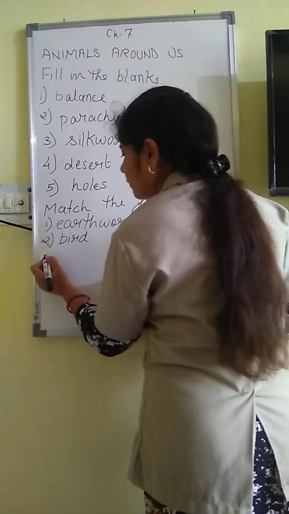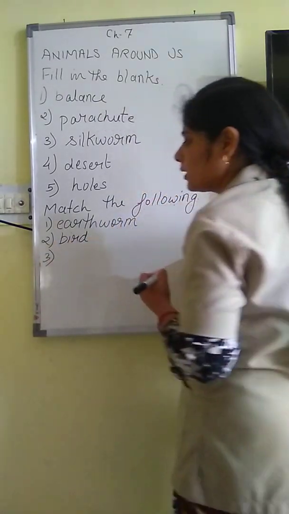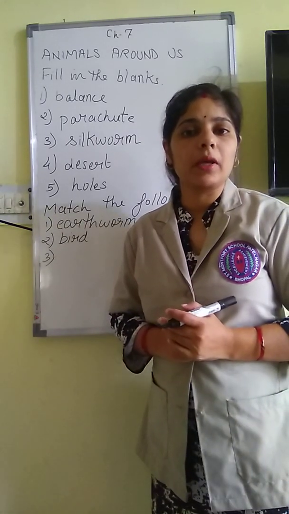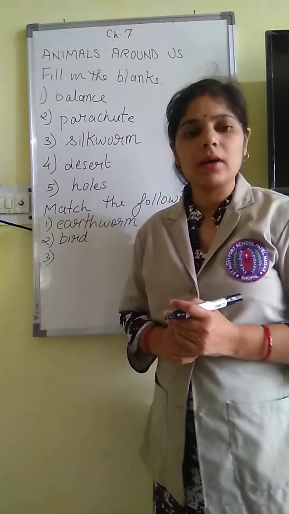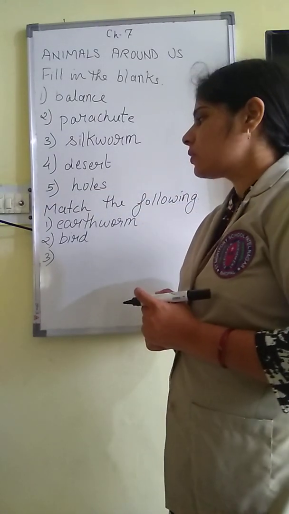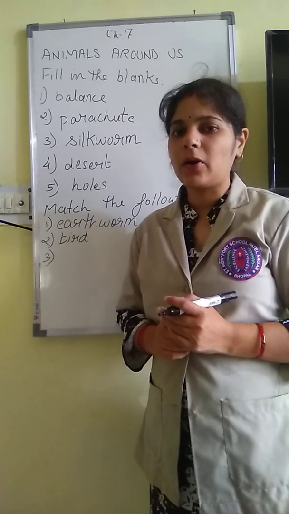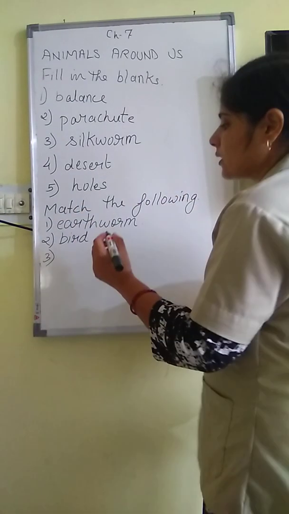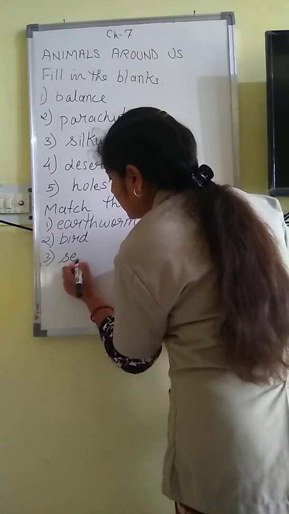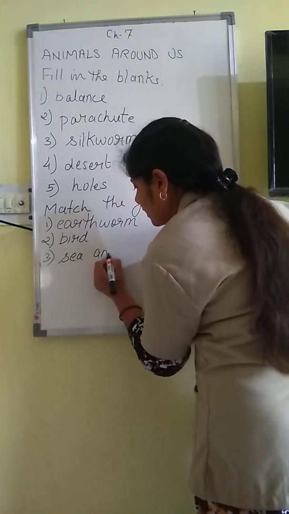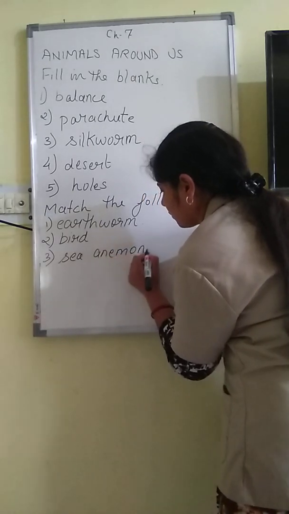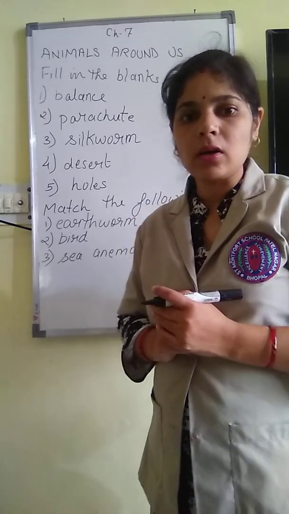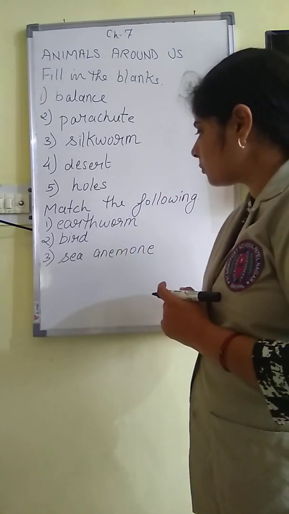Then coming to the next one. The third one is flower shaped body. Which animal has a flower shaped body? Is it a cow? No. Is it a fish? No. Your answer is C. It's anemone. We have studied in the chapter, it is sea anemone.